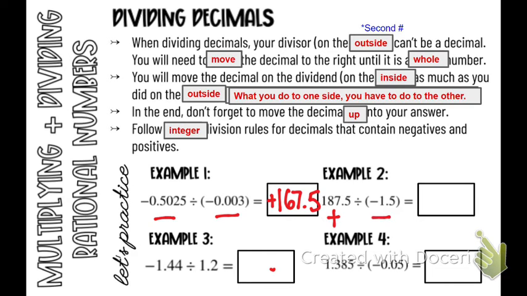I know with the negative and positive, the integer rules, that I have to have two negatives before I can have a positive. So that means my answer will be negative. So we're going to go ahead and set this up on our other page and make sure that we put things in the correct spot. I'm going to set this up with my division house. The number in front goes inside, so 187.5, and the number on the outside, not including the negatives, is the one in the back, so 1.5.